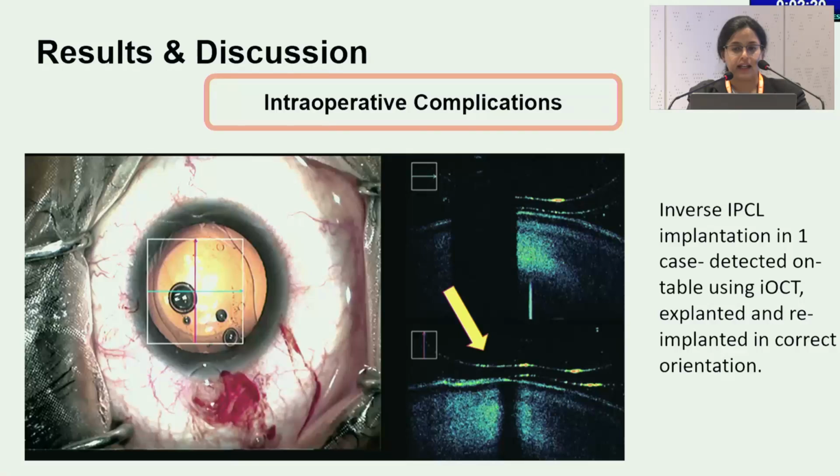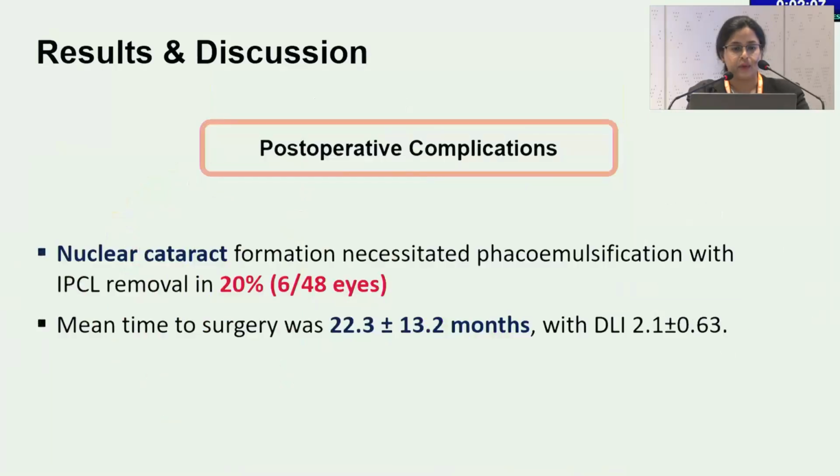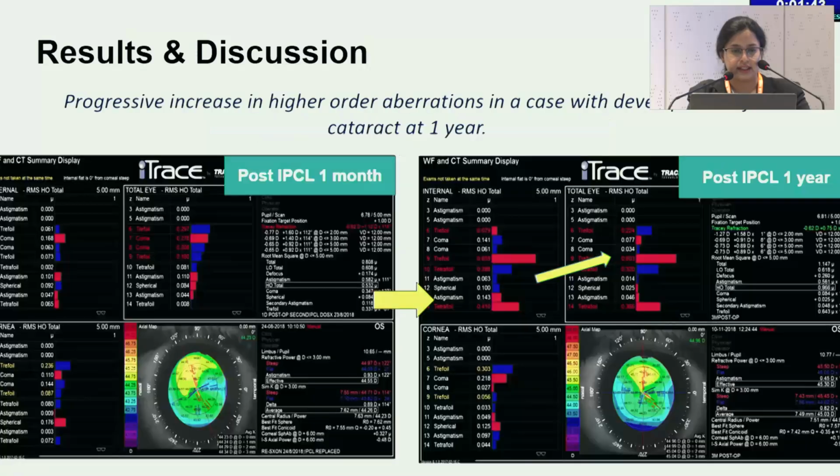Intraoperatively, inverse phakic IOL implantation was detected in one case on table using AIOS 2025. It was explanted and re-implanted in the correct orientation in the same sitting with no further long-term complications. Postoperatively, nuclear cataract formation necessitated phacoemulsification with phakic IOL removal in 20% of our eyes, 6 out of the 48 eyes. The mean time to surgery was 22.3 plus minus 13.2 months with a dysfunctional lens index at the time of surgery of 2.1 plus minus 0.63.